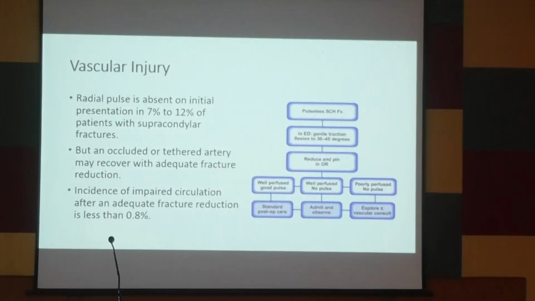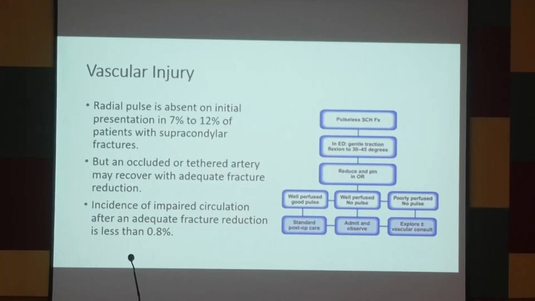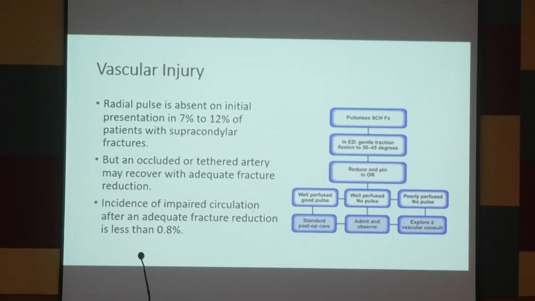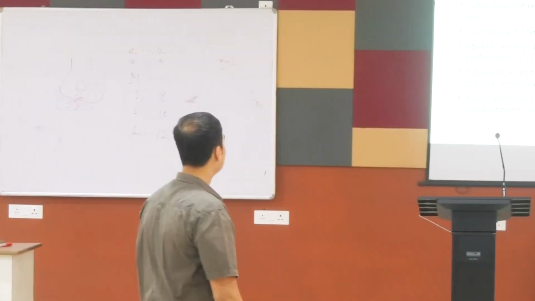Vascular injury is very rare. I have seen only 1 or 2 cases. I will give you the example where I have seen a vascular injury. But it is there and you should be aware of it. And the most common is the brachial artery tenting. Okay, so that is an important thing to understand.